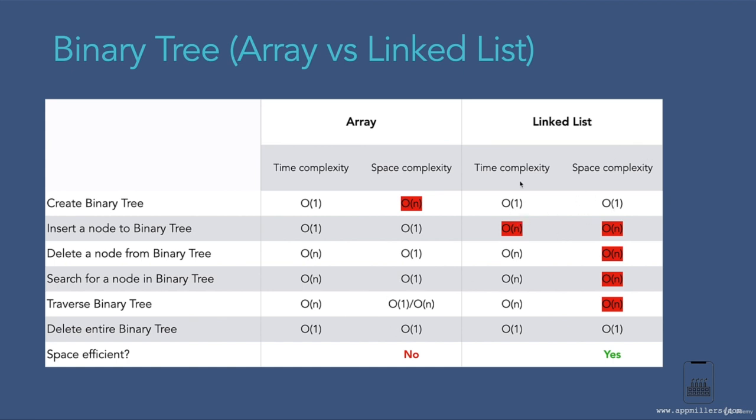Now, in terms of time complexity, both cases are similar. We have only differences in insertion of a node to the binary tree. In case of array, it takes O(1) time complexity. In case of linked list, it takes O(n) time complexity.